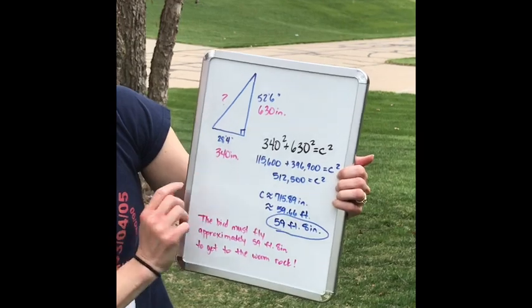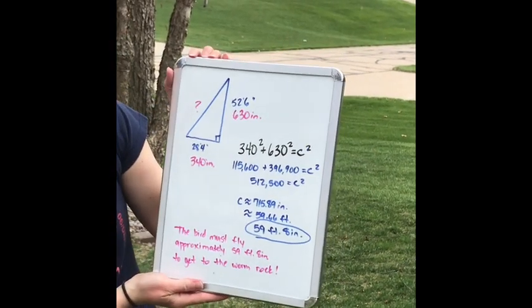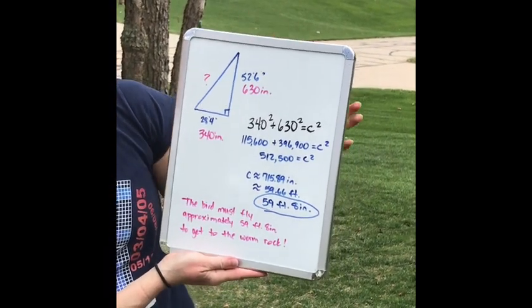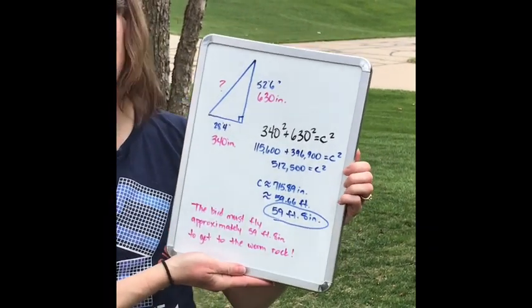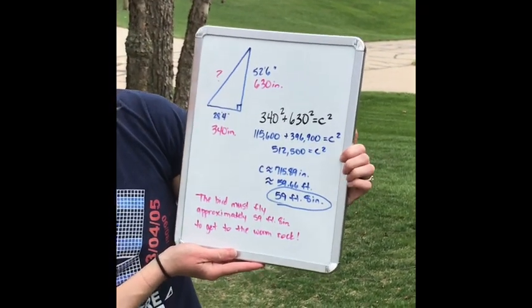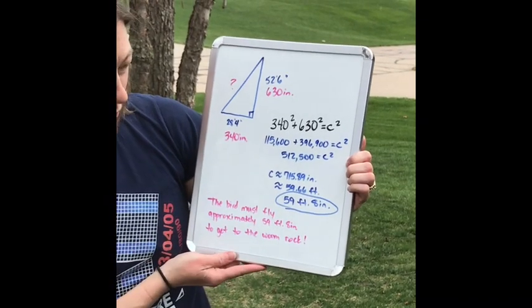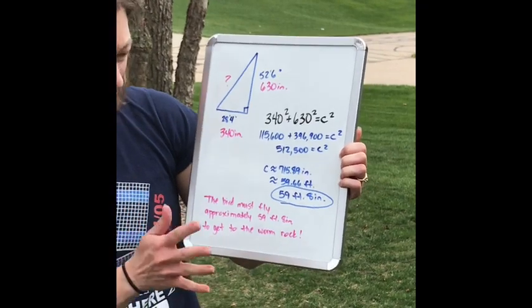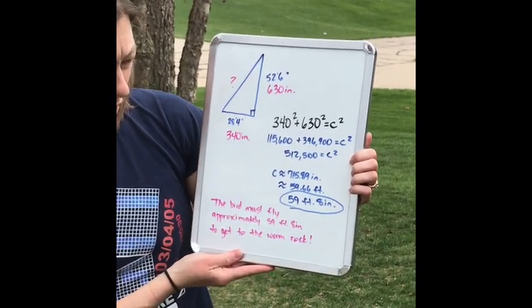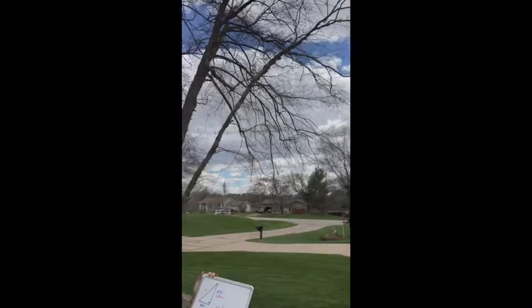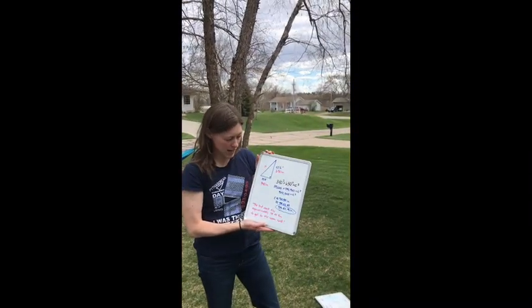We're going to plug that into the Pythagorean theorem, and we end up with 512,500 is equal to c squared. We just need to take the square root of that, which is approximately 715.89 inches, or approximately 59.66 feet, or 2/3 feet, which is about 59 feet 8 inches. So the bird needs to fly from the top of the tree down to that rock 59 feet 8 inches to get to his destination.